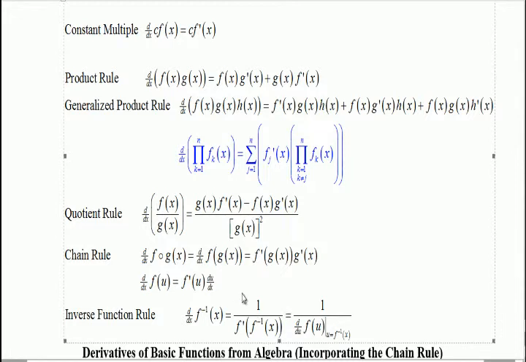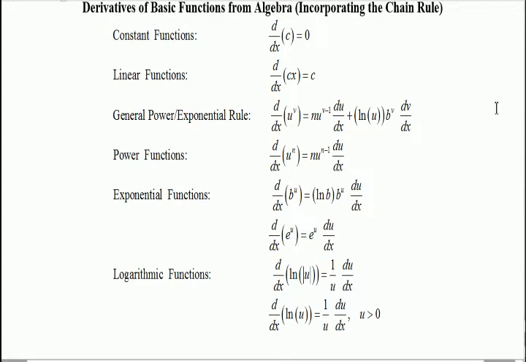Okay, moving on. We have derivatives of basic functions from algebra, and I've incorporated the chain rule here. So the derivative of a constant function is 0. The derivative of a linear function like c times x is just c. And we have a generalized version of the power exponential rule.